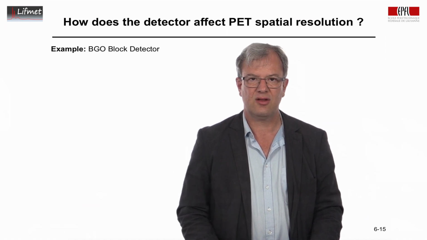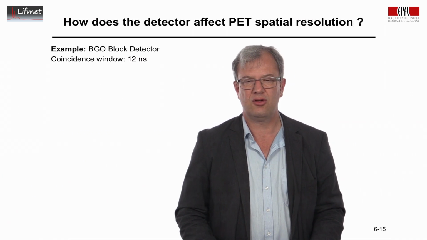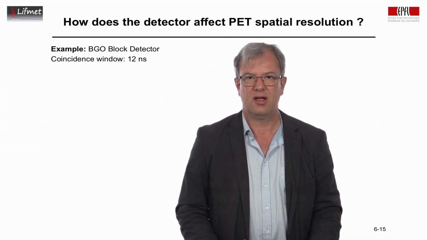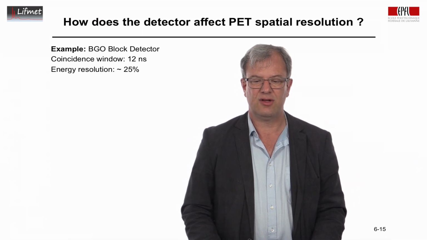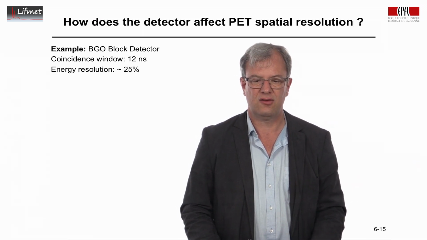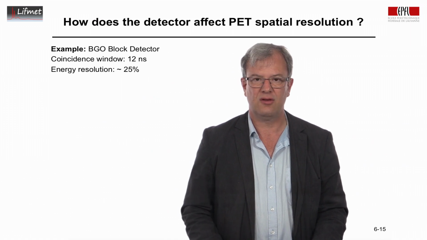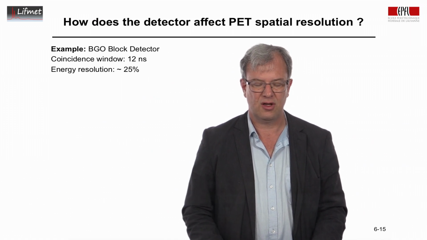the characteristics. The coincidence window that you can choose with a BGO block detector is on the order of 10 nanoseconds. The energy resolution is roughly 25%. So this is to give you some specific numbers.